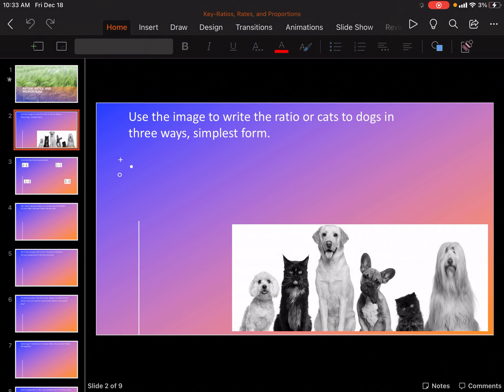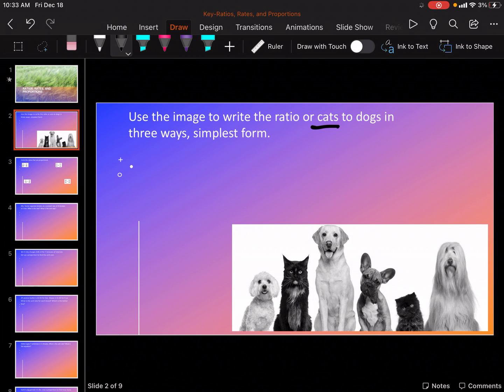So we're going to start out with a ratio of cats to dogs, okay? When you do cats to dogs, it needs to stay in that order. So how many cats are there? 2. How many dogs are there? 1, 2, 4. Okay, so that is one way to write a ratio with a colon.